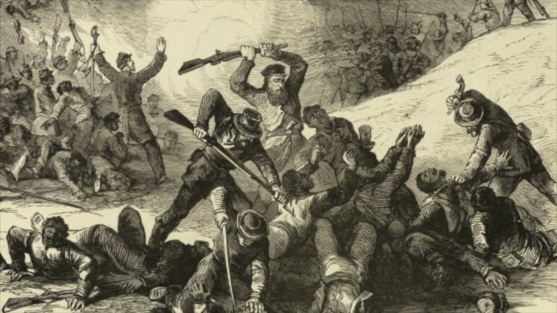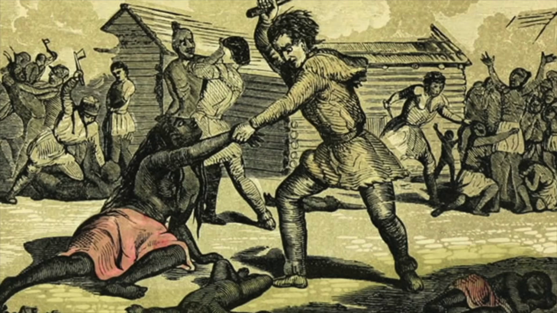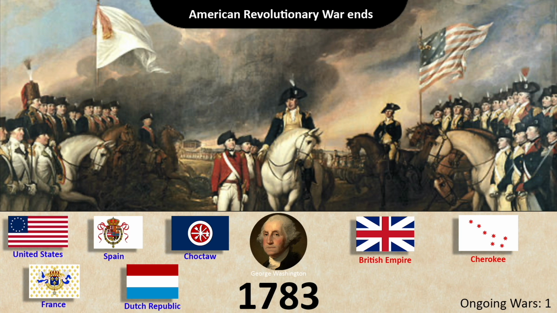So they were gathered together, and once they were all rounded up, they executed them. A militia dragged women and girls out of their village and raped them and killed everybody. So yeah. The next year, in 1783, the American Revolution would officially end.